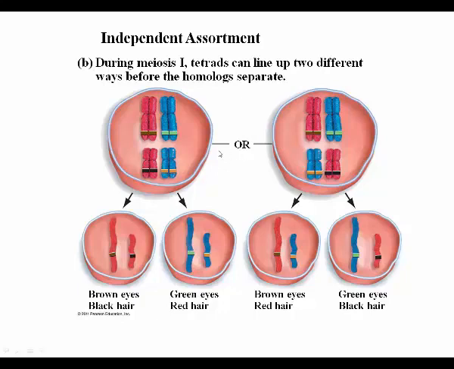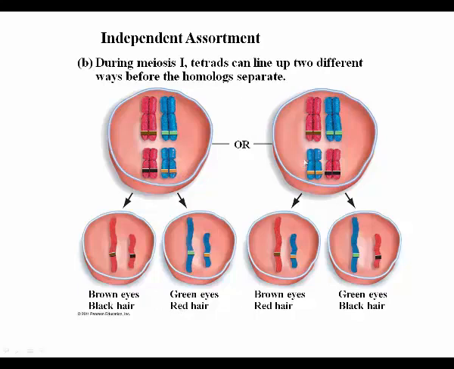I'm just pretending that I have 2 pairs, so that we can look at these 2 genes and the independent assortment of these alleles of the genes. With this arrangement, I can give my offspring brown eyes and black hair, or green eyes and red hair.